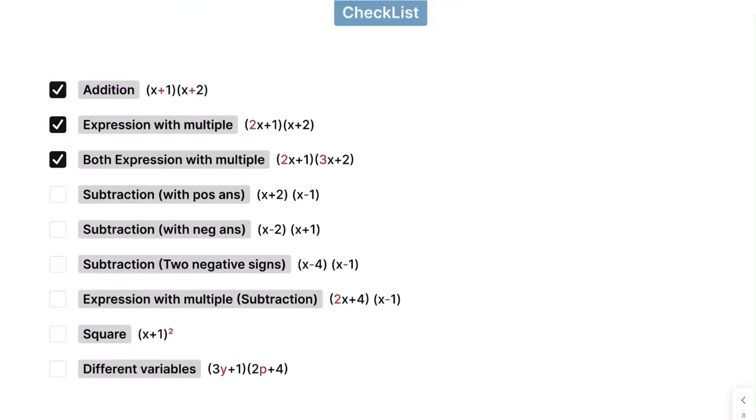So that we have now reached our first checkpoint in this lesson. We've now covered addition examples. So that's that one, and that one.